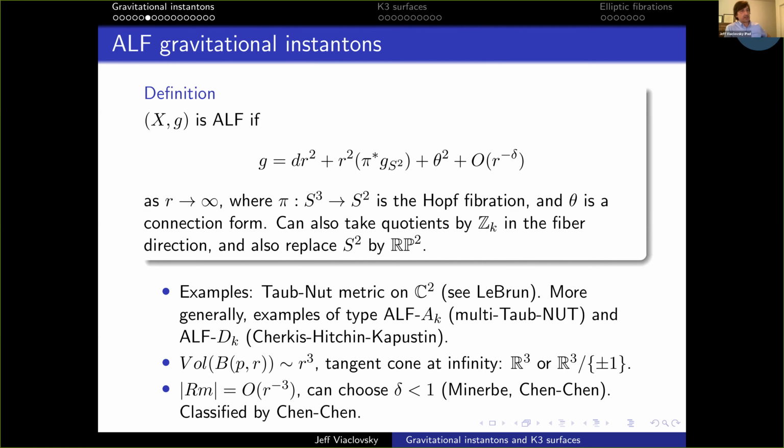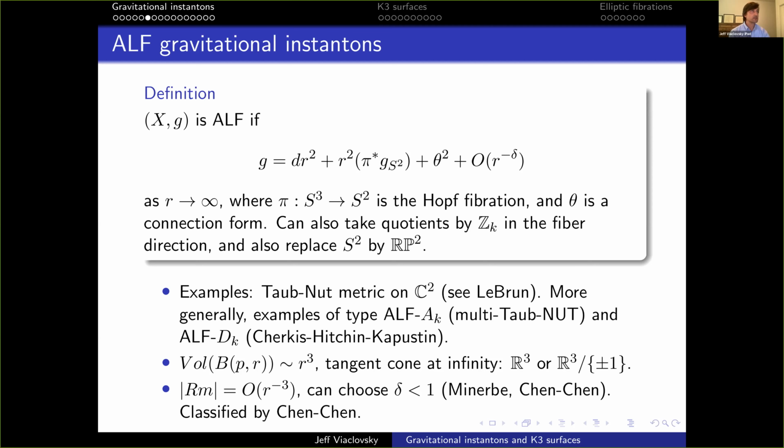So it turns out the curvature decays inverse cubically. So you can choose delta less than 1, any delta less than 1, in the definition. This is due to Minerbe and Chen. And then these types of gravitational instantons were classified by Chen. So these have strictly better than quadratic curvature decay. So these are all of the examples of these types of metrics.